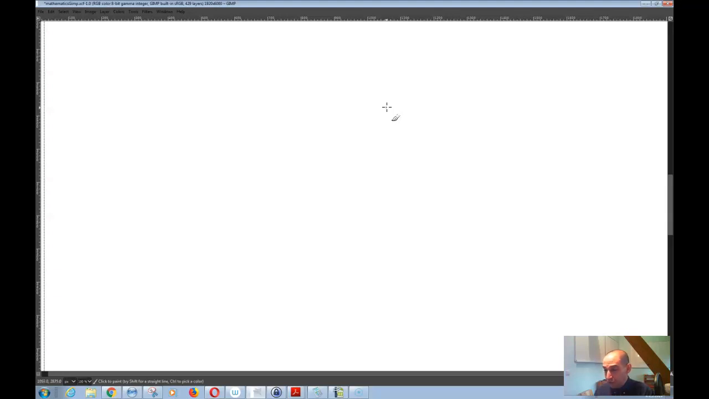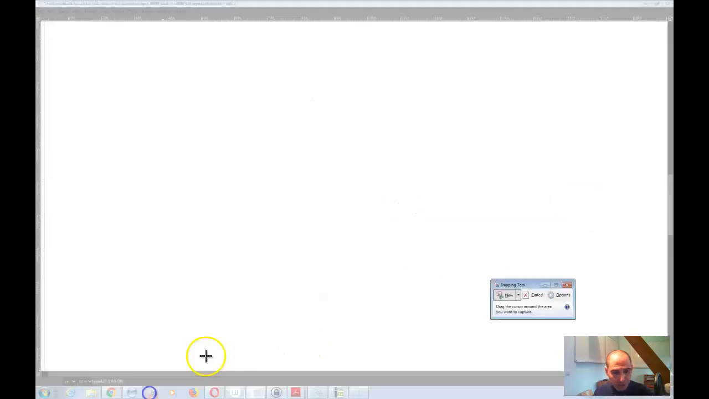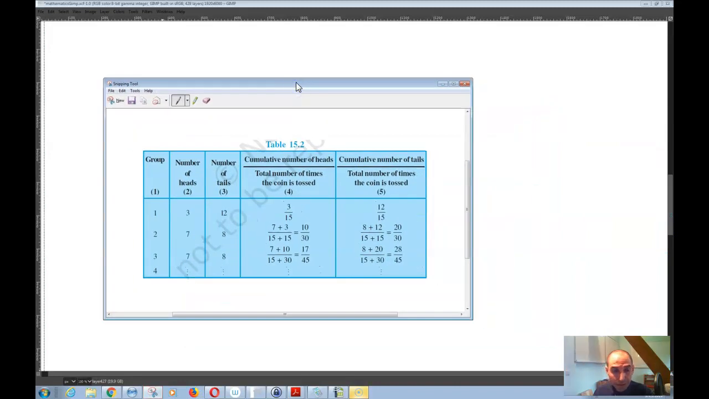So what that means is that it's actually interesting. We may call these fractions cumulative fractions. We have noted the first 3 rows based on the observations given by one class of students. So what you have here is a table, which I will show you here. You have group 1, 2, 3, and so on. And the number of heads was, for example, here 3, the number of tails was 12. So that means that the coin was tossed 15 times in total.